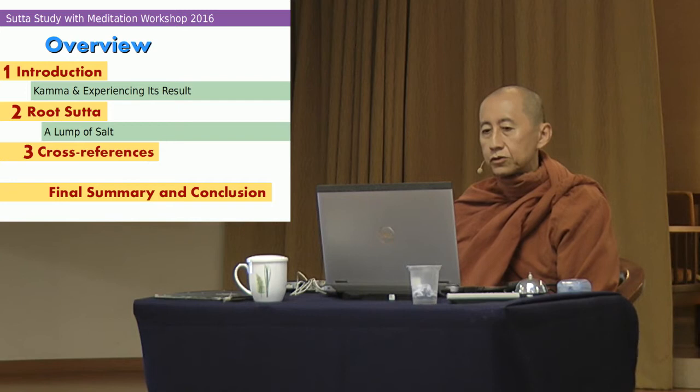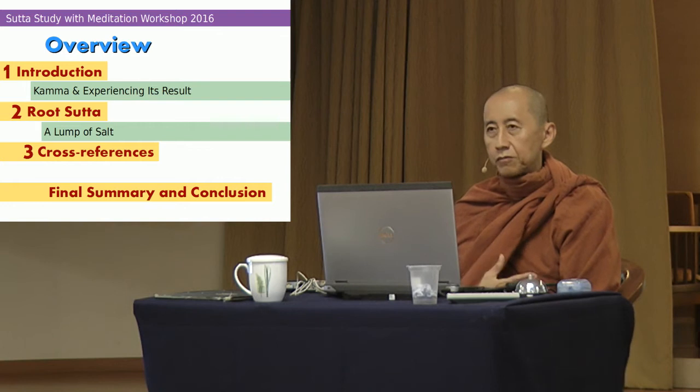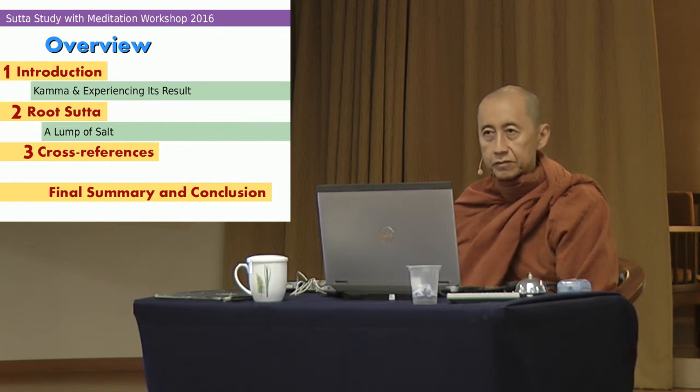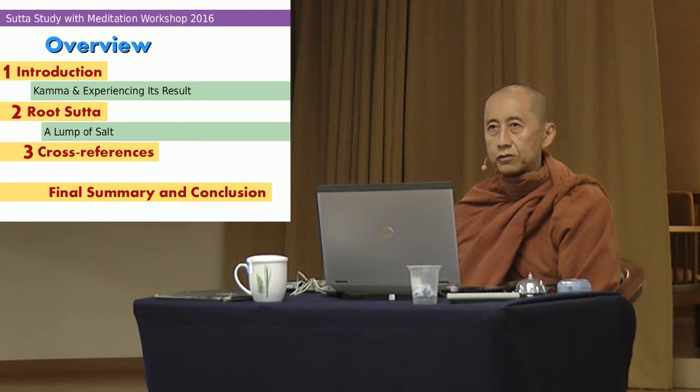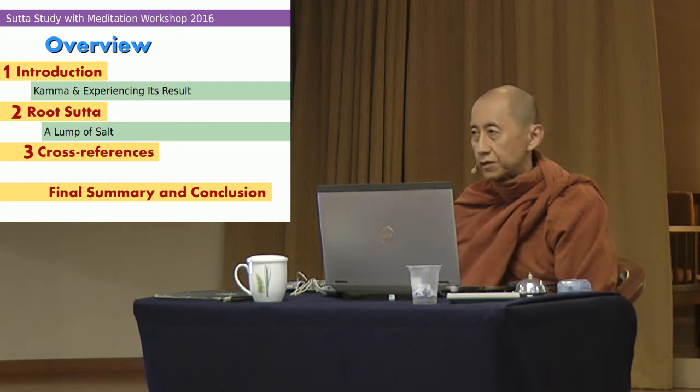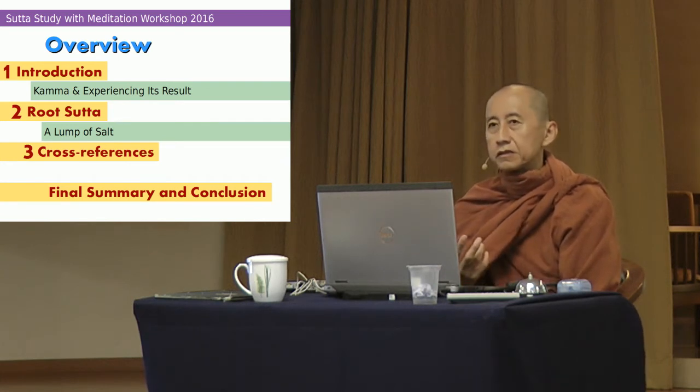The second section on the root sutta, a lump of salt, gives us more details about how the results of karma can be experienced. In the first section, we know that whatever karma that has been created, one will have to experience its results sooner or later. But it doesn't tell us how much do we have to pay our karmic debts. Do we have to pay 1 for 1, an eye for an eye, a tooth for a tooth? Or do we have to pay a compound interest? Or do we get a discount? How much do we get? So all these are not mentioned in the first sutta.